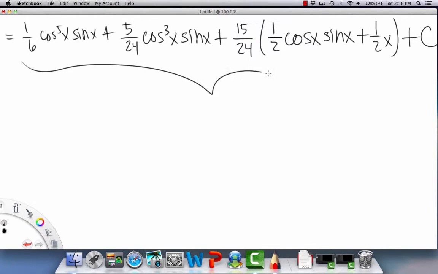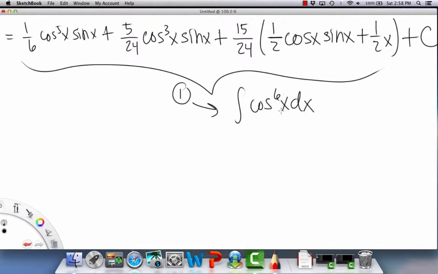So this is what we have for equation 1. This was equal to the integral of cosine to the 6th x dx, so this is equal to that whole top line.